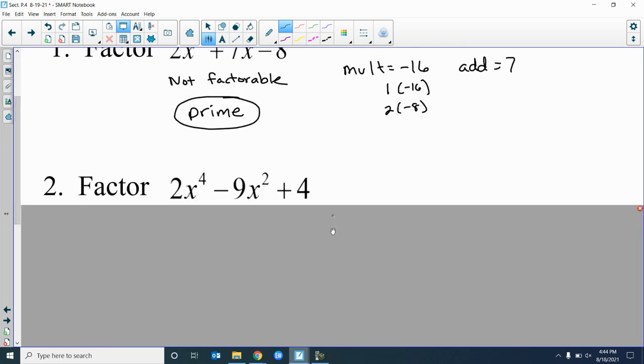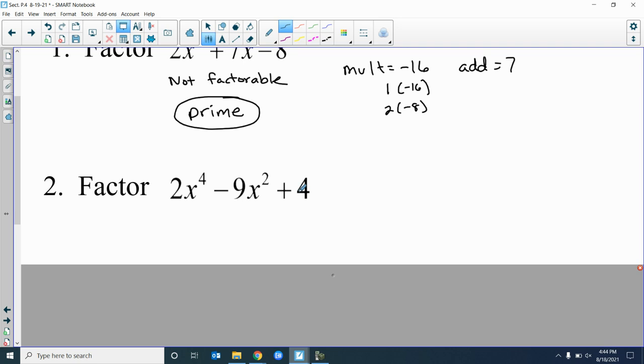Factor 2x to the 4th minus 9x squared plus 4. All right, this is just a trinomial. I wanted to give you this because I don't want you to think that everything's going to be in terms of x squared. Okay, this will work because I'm going to put 2x squared in my first group. And since these are relatively small numbers, I'm going to do guess and check.